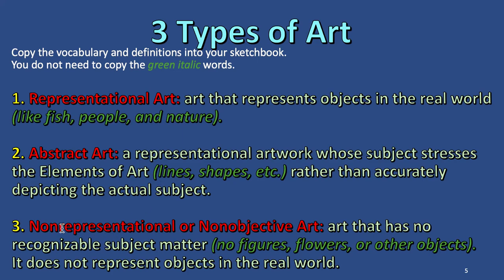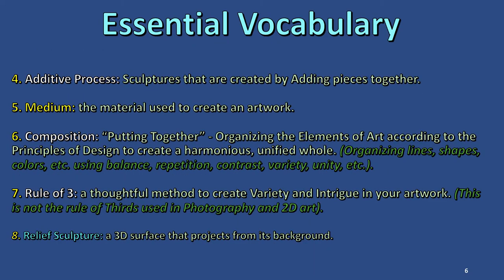And non-representational, non meaning not, it's not representing anything. There's no objects in the artwork. There's no figures, flowers, whatever. And then we have some of our other vocabulary: additive process, adding things together. Medium, you already know, is the material. Composition is how you put it together. A lot of times we use the word design, how you design something, how you compose something. You can compose music, you can compose art.